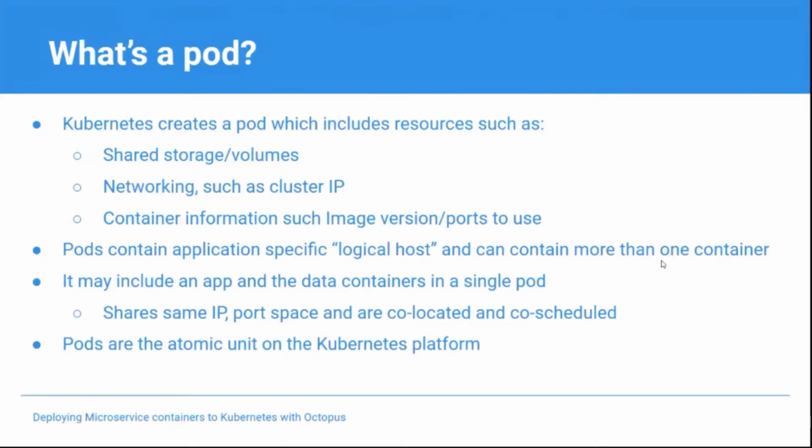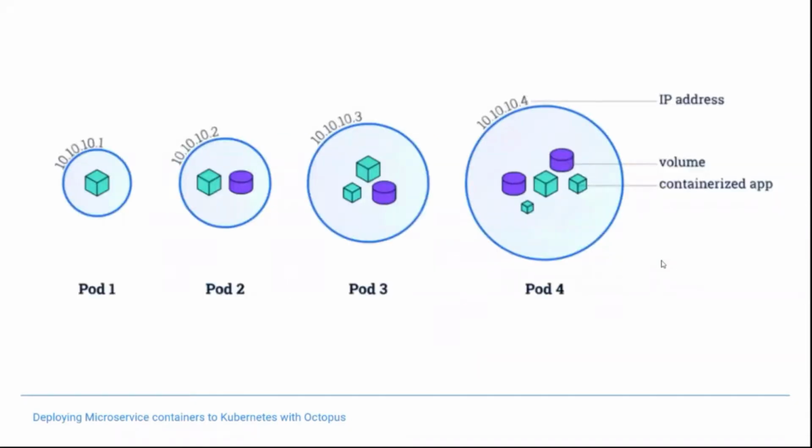And what that means is, say for instance, you have two different web apps. You will need to run something on a different port, but Sean will show you a bit more on that later. But effectively, pods are the atomic unit on the Kubernetes platform.